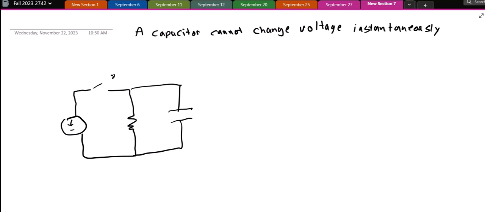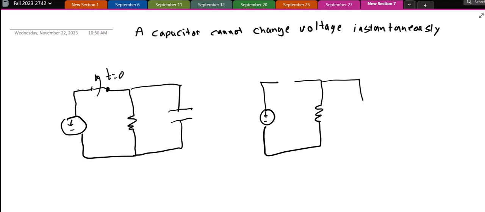if what I just drew is the after picture, so if before time t equals 0, I have the switch and it's closed, and then at t equals 0 it opens. You might think that the capacitor would have whatever voltage it would have as soon as the switch changes, but it doesn't. It cannot change its voltage instantaneously. It takes a matter of time. So let's look at an example here.